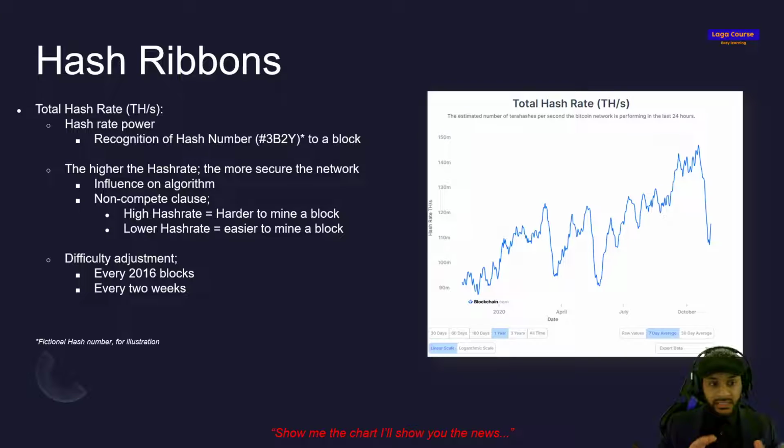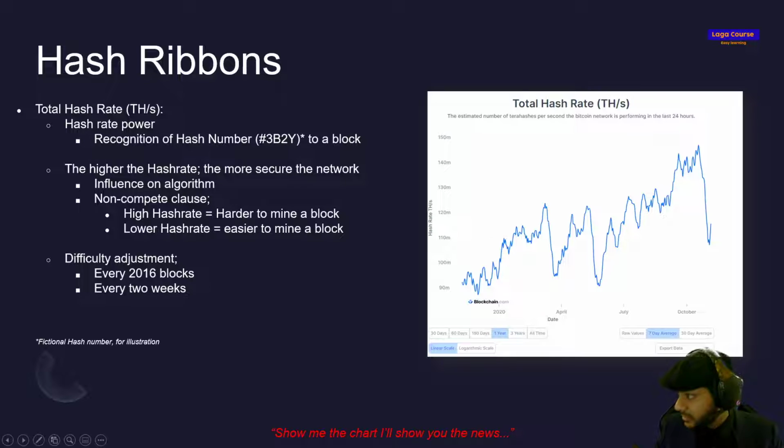So this means that it is a non-compete clause. The miners cannot totally control the market. That's what I love about this network. So a higher hash rate means harder to mine, and a lower hash rate means easier to mine. The difficulty gets adjusted after every 2016 blocks, which is approximately every 2 weeks.